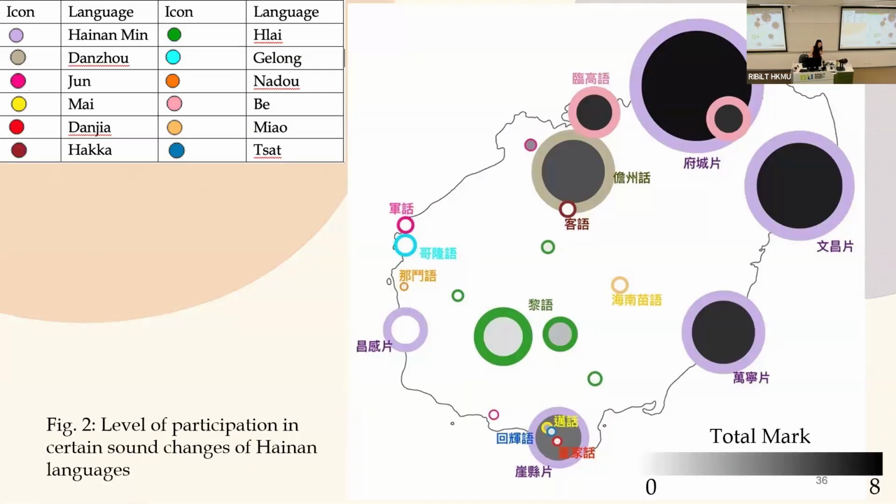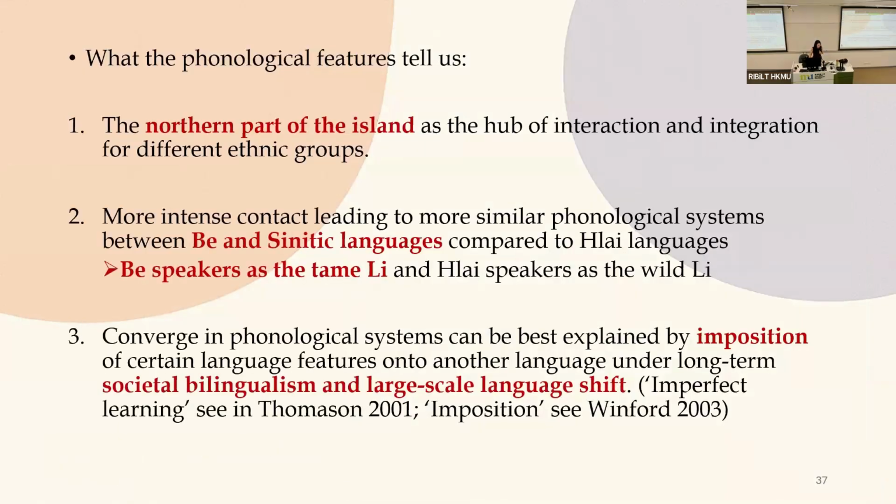Figure 2 is a very similar picture to figure 1, meaning that these languages, in particular Hainan Min and Be, have indeed undergone long-term and intense contact to the point that they have developed near identical phonological systems through various shared sound changes. And we can now arrive at a few conclusions.